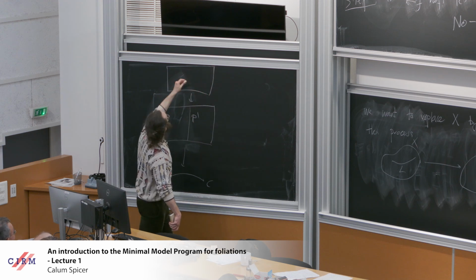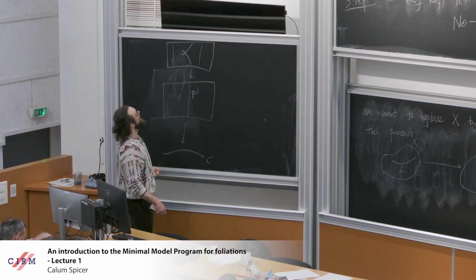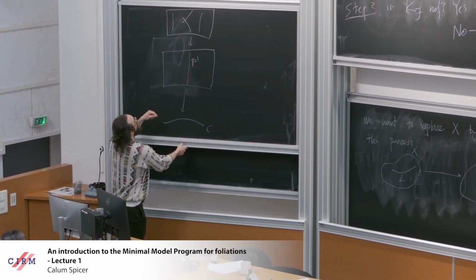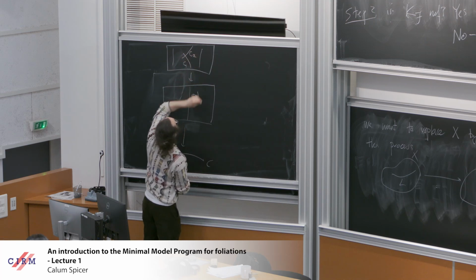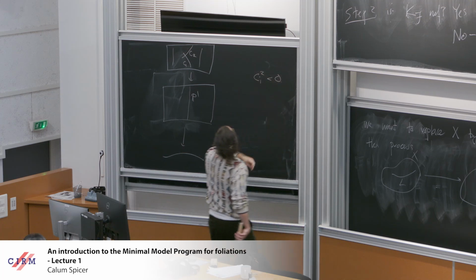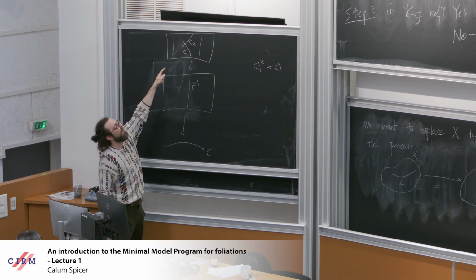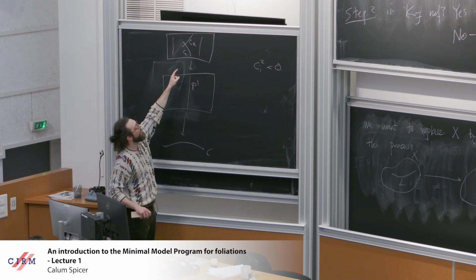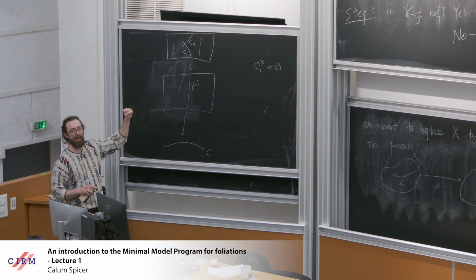When I blow up the P1 bundle, I'm going to break a fiber. I'm going to get a fiber that looks like this. Now, on each of these components, we know that Ci squared is negative. So starting from this, my algorithm will hunt around for a curve. It'll pick one of the Ci's and then contract it.